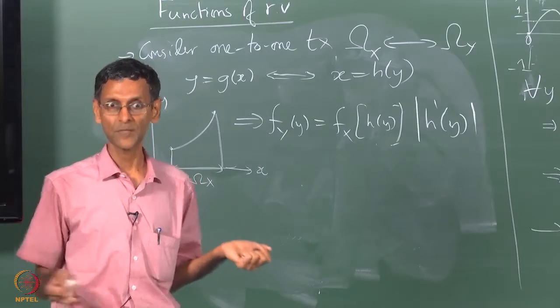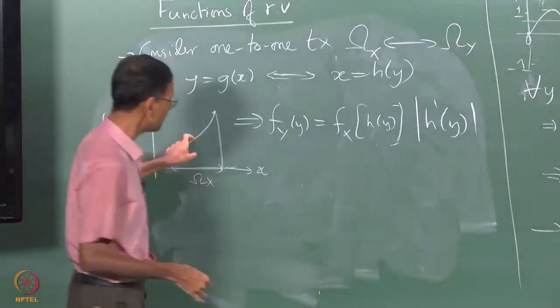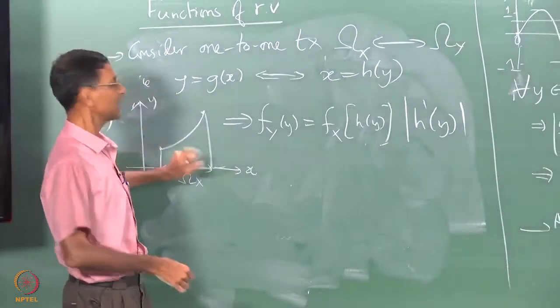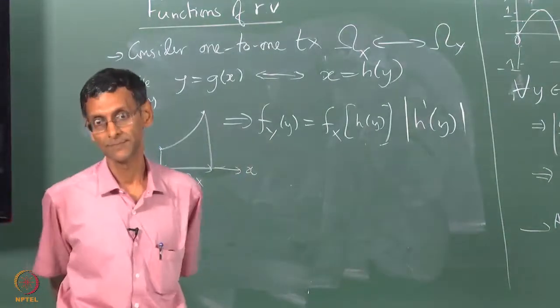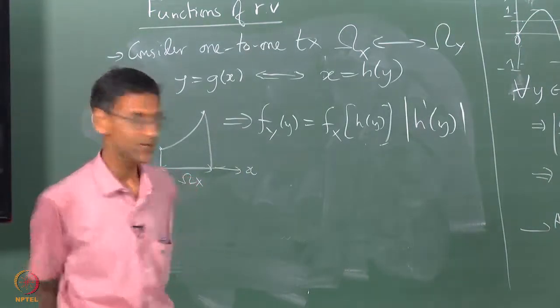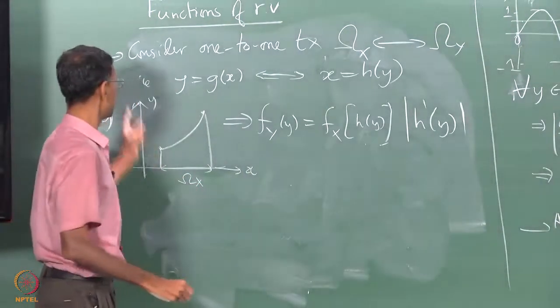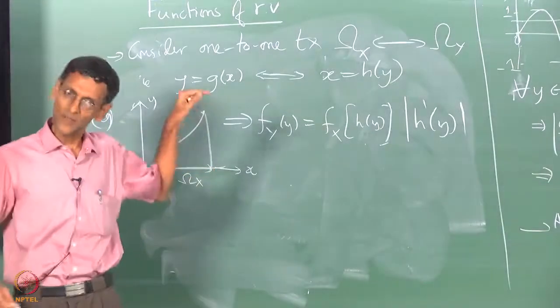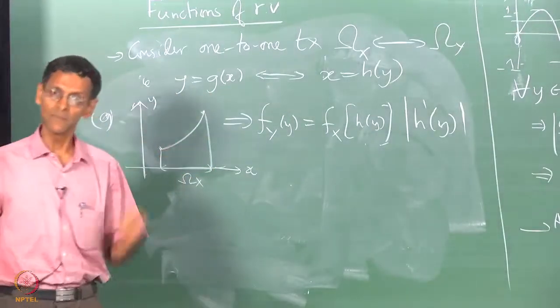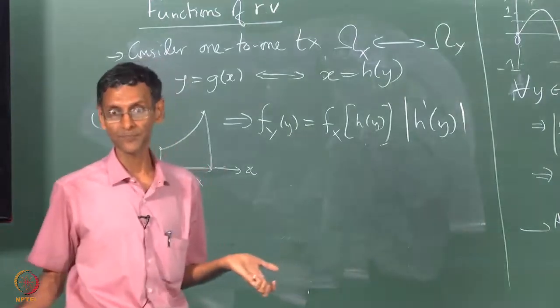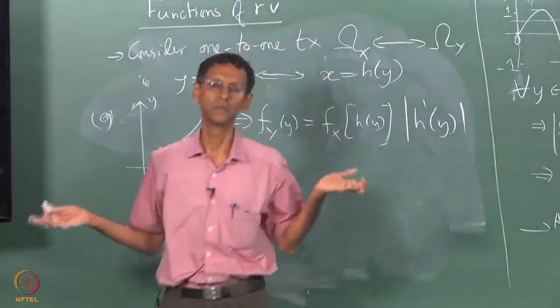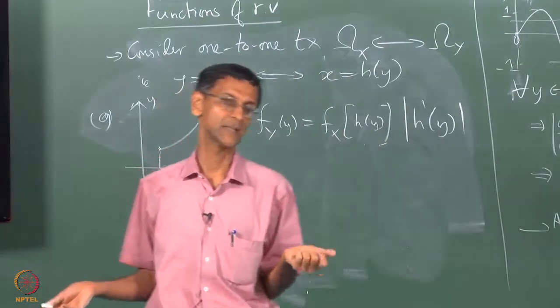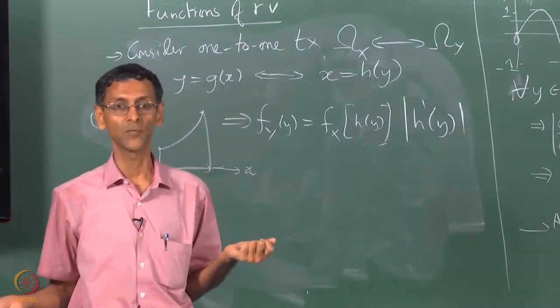Remember, this is an increasing transformation from x to y. If you plot it the other way, it will also be an increasing transformation from y to x. As y increases, x will increase. It is obvious. If you go from here to here, y is increasing, x is increasing. If you do it the other way, both will be decreasing. So this mod takes care of the g prime of x in the denominator.